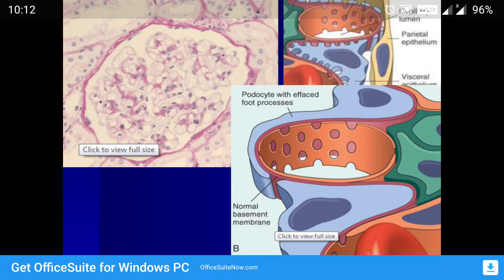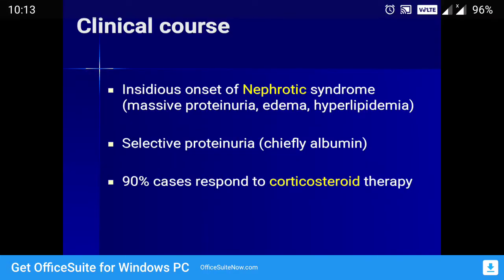The upper diagram is showing podocytes with small processes, foot processes, which are absent in the lower diagram. Podocytes with effaced foot processes, that means there are no foot processes. This can be observed only by electron microscope. A normal microscope will not show any changes. That's why it is called minimal change disease.